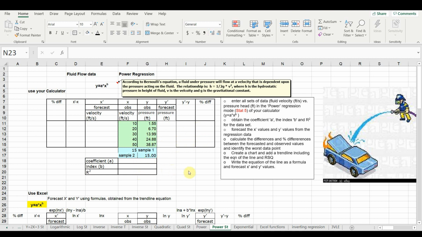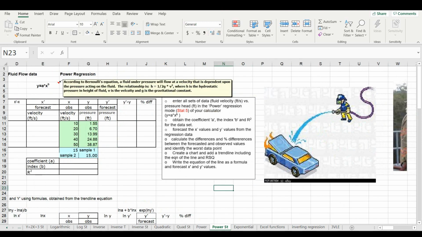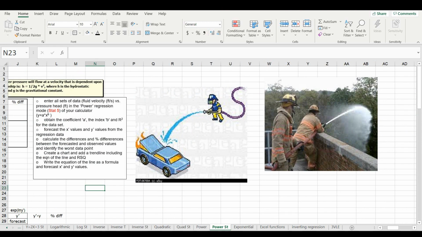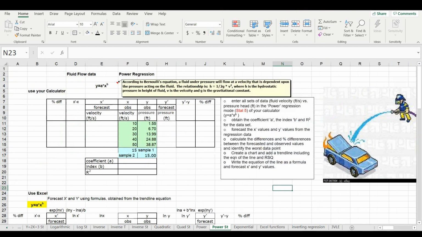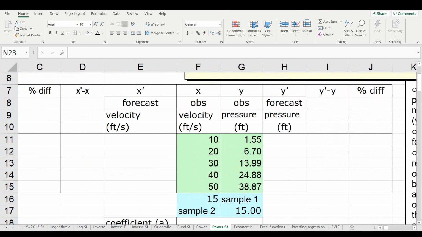Just before you go there, let me give you a brief explanation. You're probably aware that when you turn a garden hose on with a little bit of pressure, the velocity is low. But if you increase the pressure on a fluid, it moves faster. Kind of somewhat illustrated in these diagrams. So there is a relationship where increasing pressure increases velocity of a fluid. But the relationship is not linear. Just look at the data.